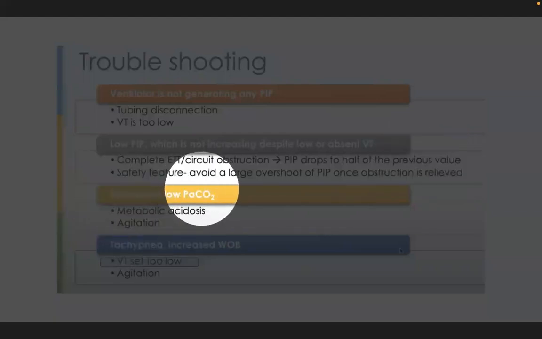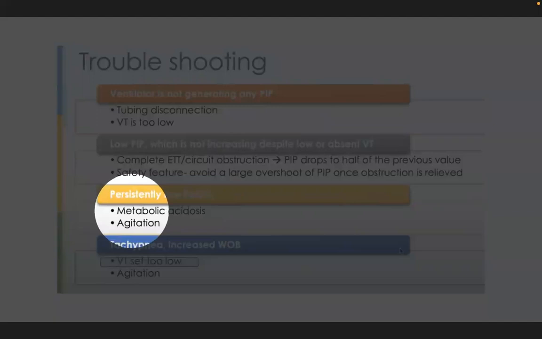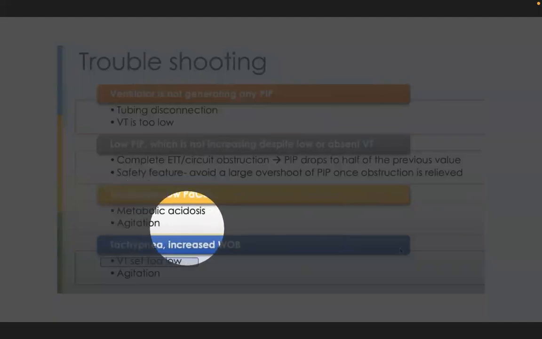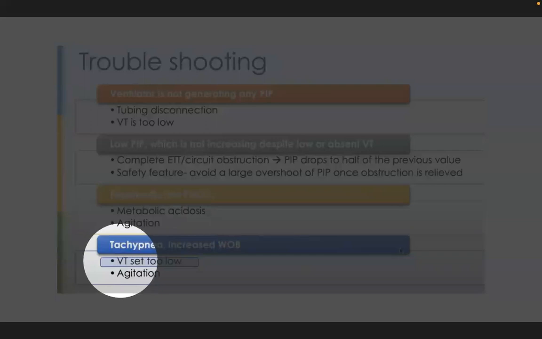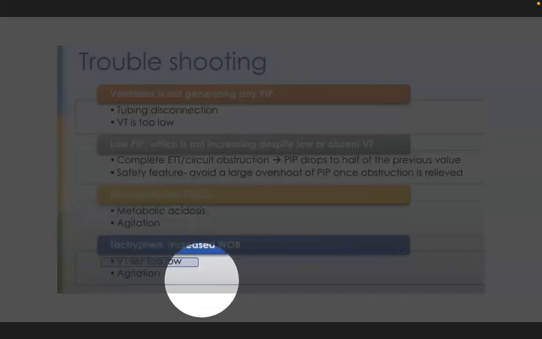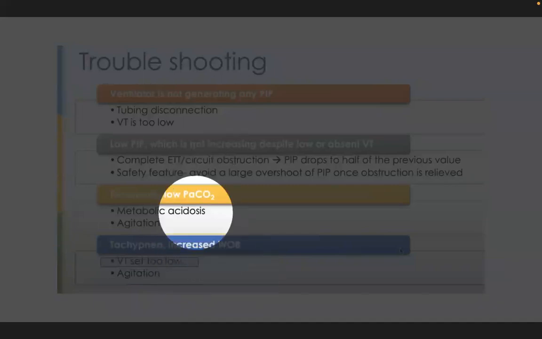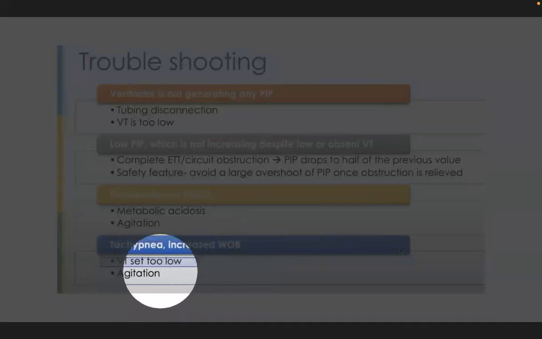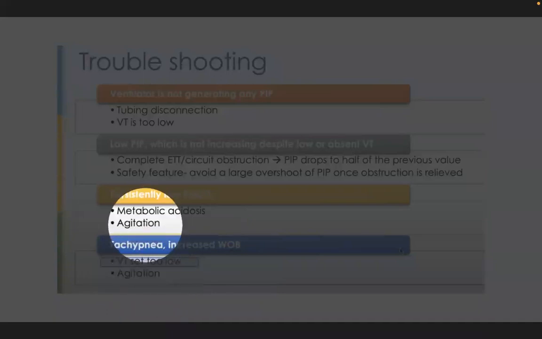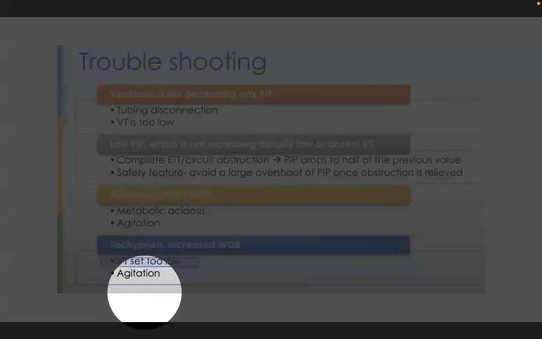Persistently low PaCO2, we should see whether there is metabolic acidosis or not, whether that low PaCO2 is due to compensation. We should also see whether the baby is agitated or not. Another thing is that if the baby is tachypneic and there is increased work of breathing in the baby, then we should check whether the VT that we have set is too low for the baby for the present pathological condition and whether the baby is agitated or not.